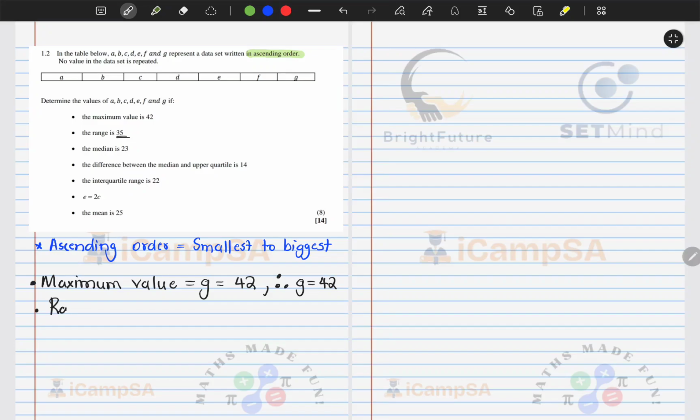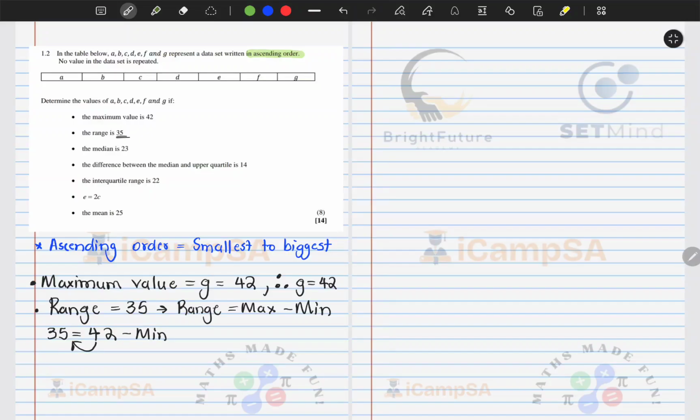Okay. And then we are told the range is 35. So we are told that the range equals 35. But we need to remember something about the range. Our range is always given by our max minus our min. We, however, have our max, so this will be 35 equals our max value, 42, minus our minimum value.